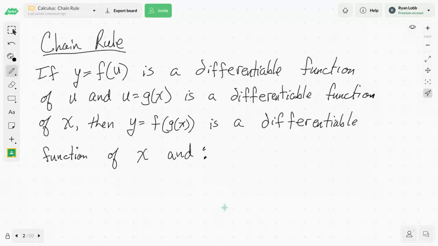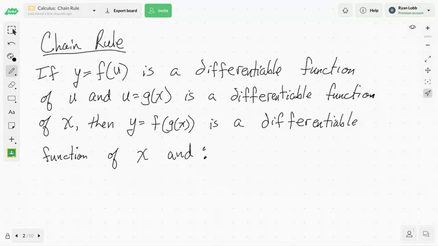Okay, so here's the chain rule. And at any point, you can clearly pause it, write down the chain rule, and then hit play again when you're ready to go. But we have that if we have some function y being f of u, where it's a differentiable function of u, so in other words, that would mean that y prime is defined for all u. And u, which is my inside function, u equals g of x, is a differentiable function of x, right? Well, then that would mean y equals f of g of x is a differentiable function of x.